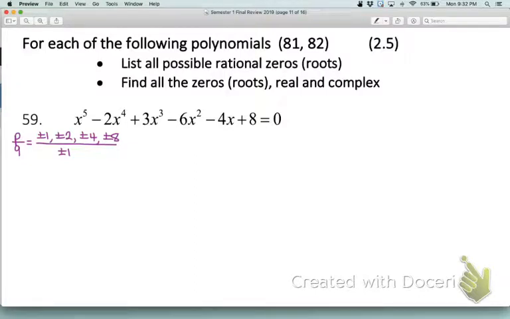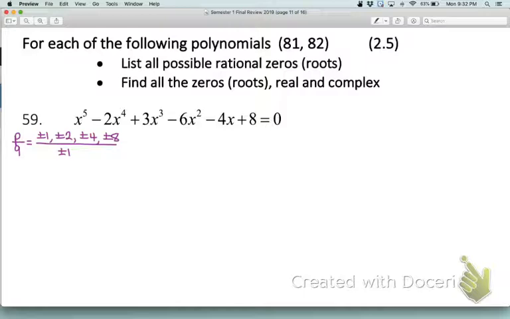Alrighty, so some questions about finding all possible solutions to a polynomial, especially when it's not factorable. So we're going to find both the real numbers and the complex solutions if there are any, meaning containing imaginary parts. So the first thing that we have to do is list out the possible rational zeros. Now I've gone ahead and done that.